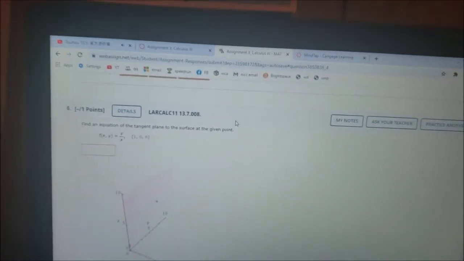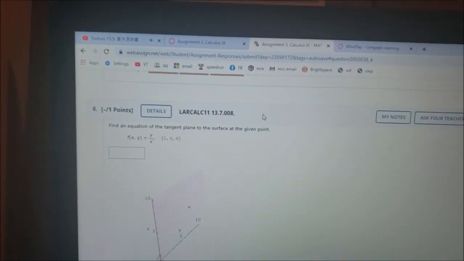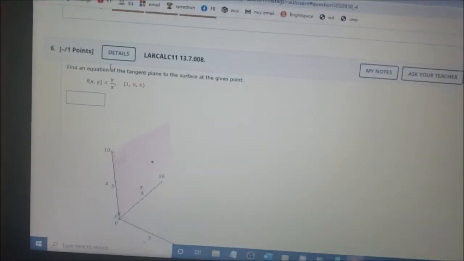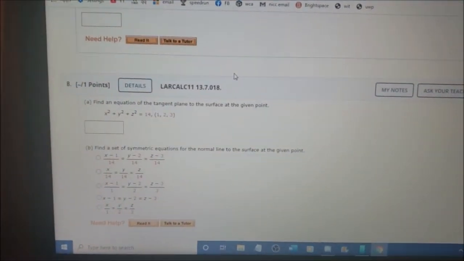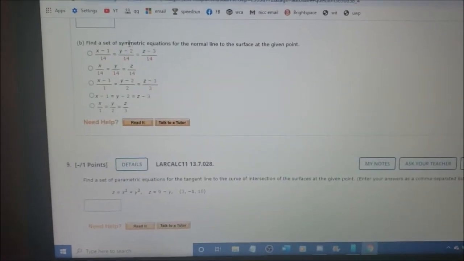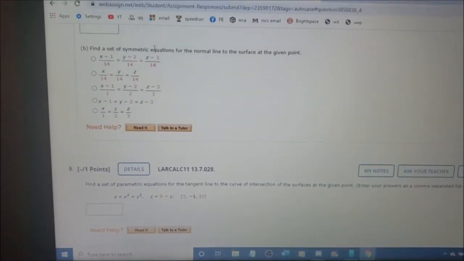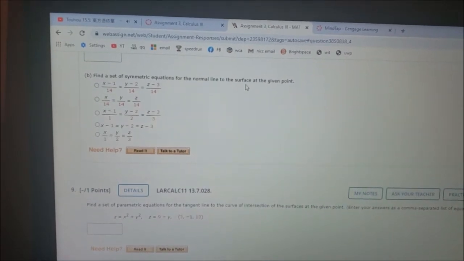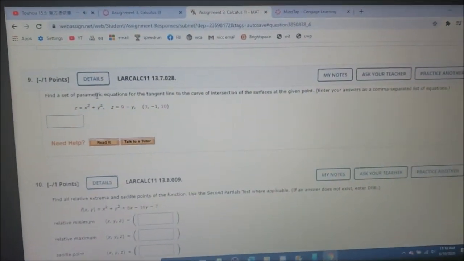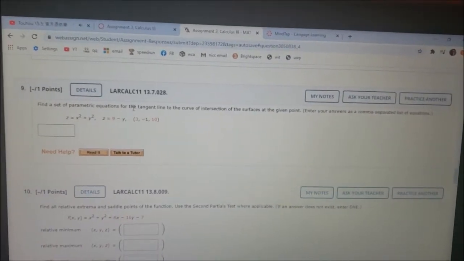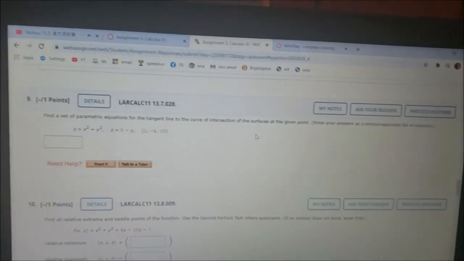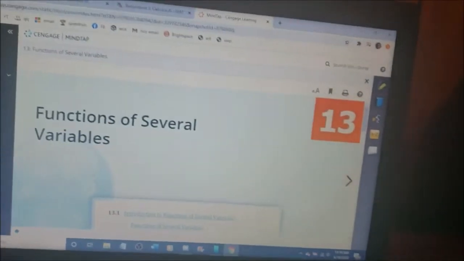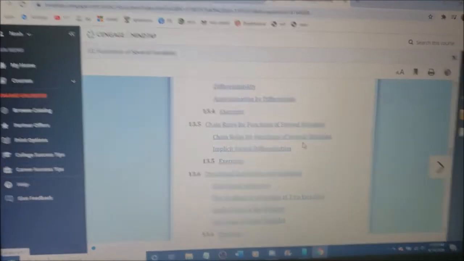So 6 through 9, which is over section 13.7, and it's something to do with find an equation of the tangent plane to the surface at the given point, and then find a set of symmetric equations for the normal line to the surface at the given point, and then find a set of parametric equations for the tangent line to the curve of the intersection of the surfaces at the given point.